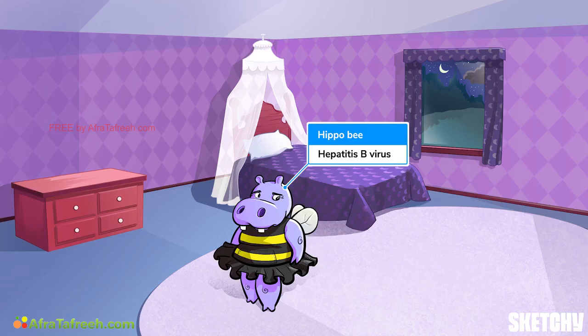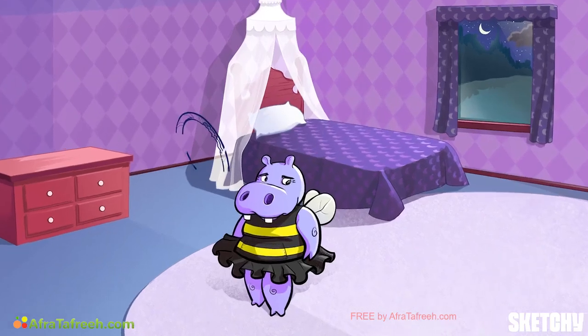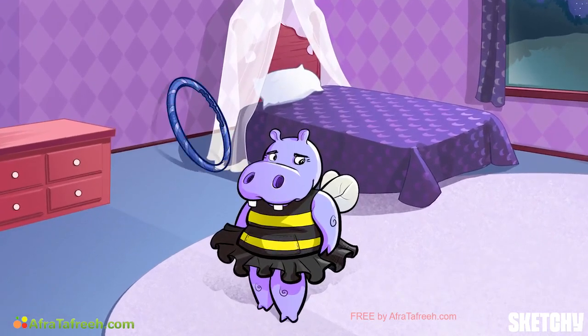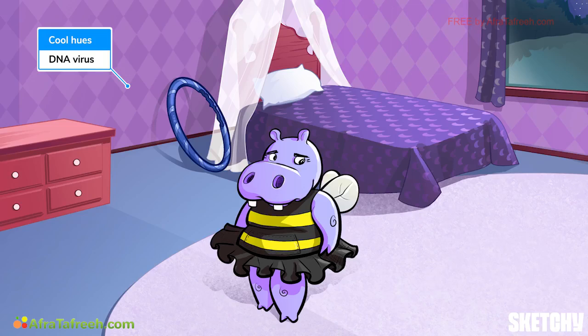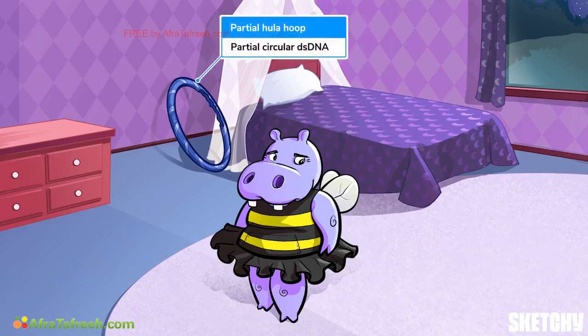So, the buzz on this hippo is that it comes from the Hepadnaviridae family, and specifically the genus Orthohepadnavirus. Hepadnaviridae are DNA viruses, hence the cool color scheme in this bedroom. But just in case you forget everything you ever knew about Sketchy Micro, the letters DNA are literally spelled out in the middle of the word. Hepadna viridae.